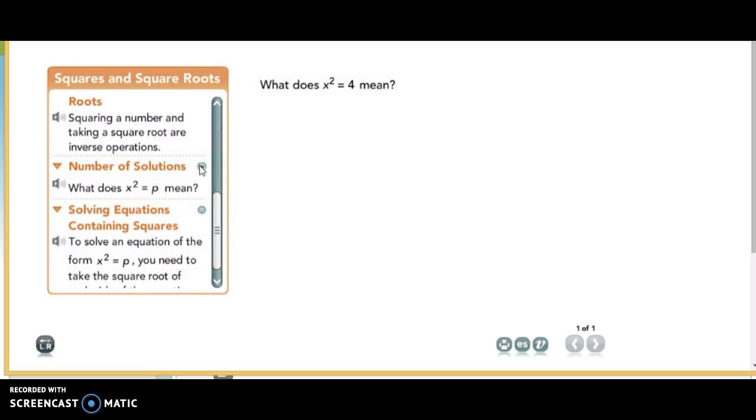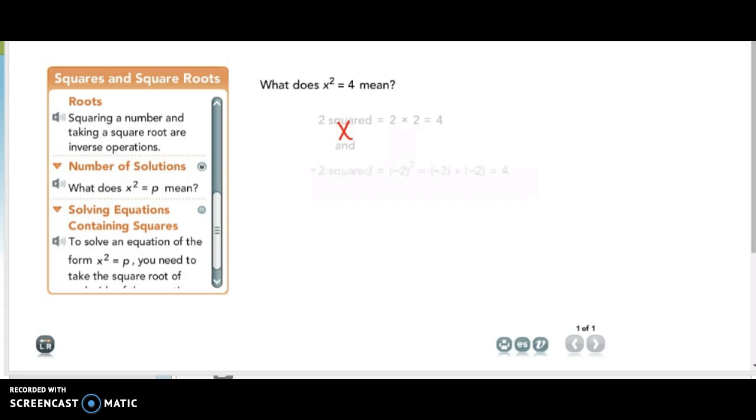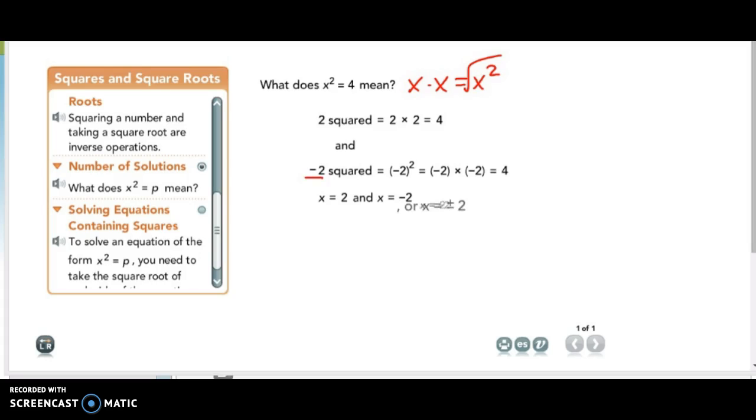The next question says the number of solutions. What does x squared equals p mean? So here we have x squared equals 4, and we want to know what that means. We need to remember that that means x times x is going to equal x squared. So we want to know what number times itself is going to equal 4. So I'm going to square root both sides, and that's going to give me 2 times 2 is going to equal 4. But it also could be a negative 2, because a negative 2 times a negative 2 is also going to equal 4. So we write it like this: x equals plus or minus 2, which really means positive or negative 2.